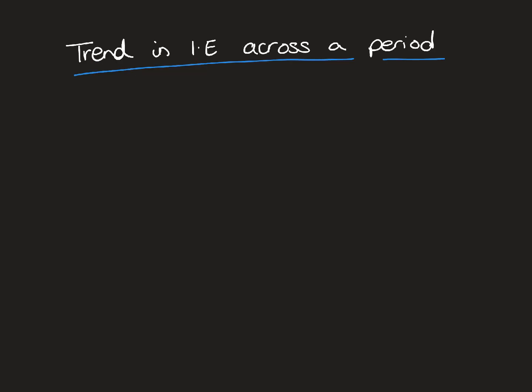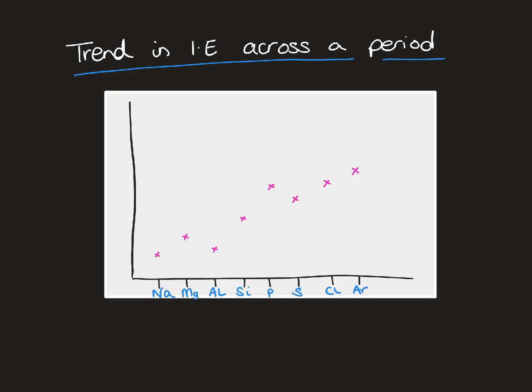Now let's look at the trend in ionisation energy across a period. This is more complicated, and this is where the factors about the electron configuration really matter. So to study this, we will look at period 3, which goes from sodium through to argon. And you can see I've sketched a very rough graph here. The actual values themselves don't matter. The increases and the decreases do matter here.